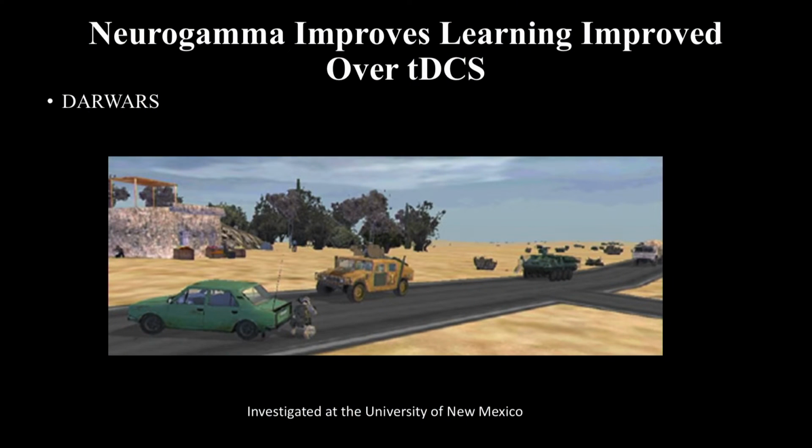And then Jay's lab took the NeuroGamma, and they repeated the study for threat detection in the lab, and they showed that indeed NeuroGamma is even more successful at improving learning on the threat detection task than TDCS. So this is quite powerful.